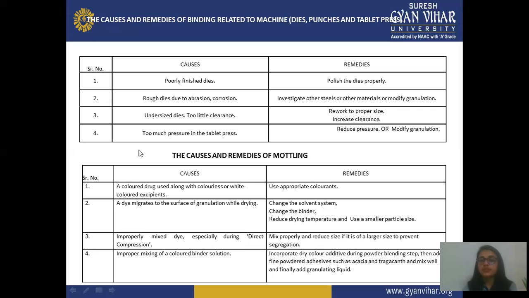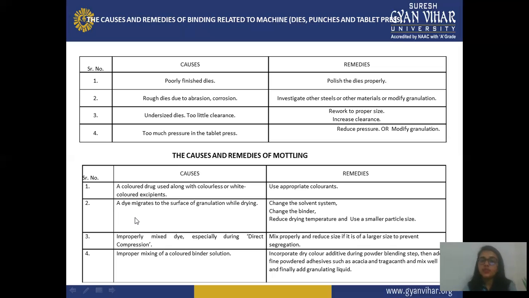And the next problem is related to mottling. Mottling does not occur in all types of tablets; certain tablets show this problem. First is a colored drug that has a colorless or white colored excipient. In this, you use an appropriate coloring which does not show this type of problem. Next is dye migrating to the surface of the granulation while drying. In this, change the solvent system, change the binder, and reduce the drying temperature, using a smaller particle size.